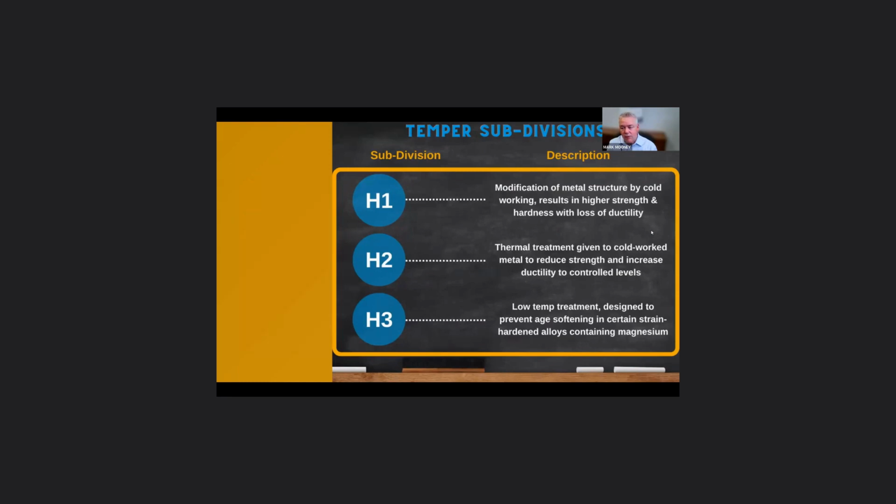There are 3 different tempers here, and really what you want to keep in mind: H1, no thermal treatment. It's primarily hardened by cold working. H2 and H3 both get strain hardened, so they're work hardened, but they're also partially annealed, which is going to make it a little bit more workable. Each of these calls out some very specific practices at the mill that are going to help them produce the aluminum in the way that's going to meet your customers' needs.